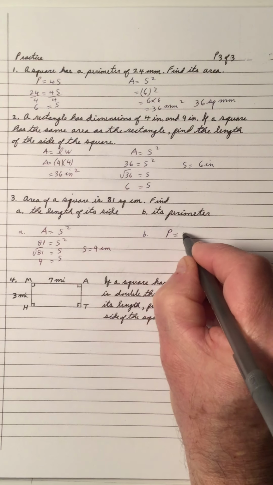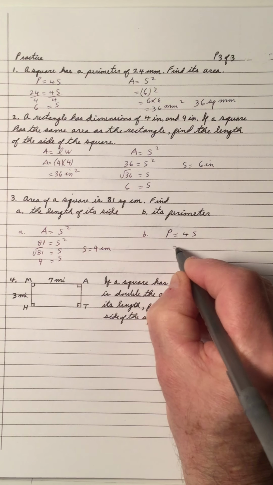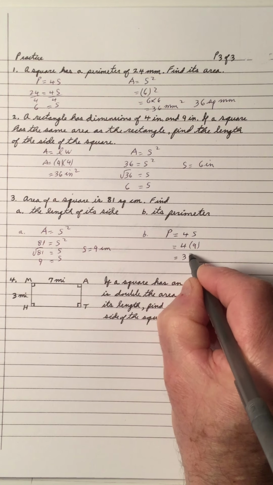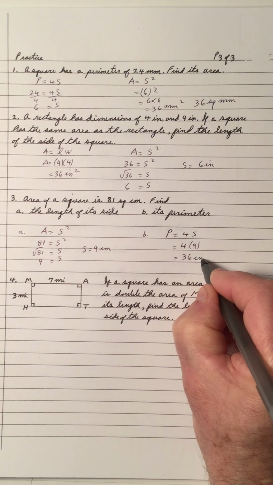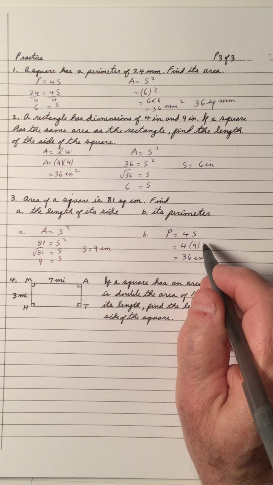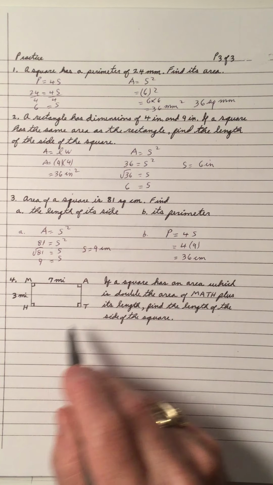And B, we want to find its perimeter. The formula for perimeter is 4s. And so the side is 9. So 4 9s makes 36. So it's 36. So the perimeter of a square is 36 because all sides are the same. So it's 4 times the length of one side.